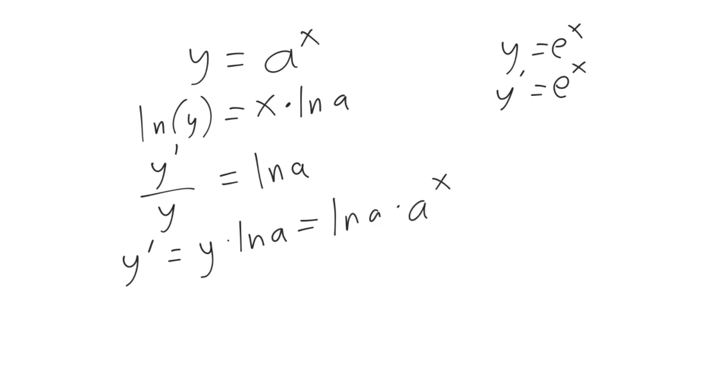So I've just derived the rule that says, hey, I just multiply by the ln of a when I have an a to the x. And this begs a question that I like to double check. What if a is equal to e?